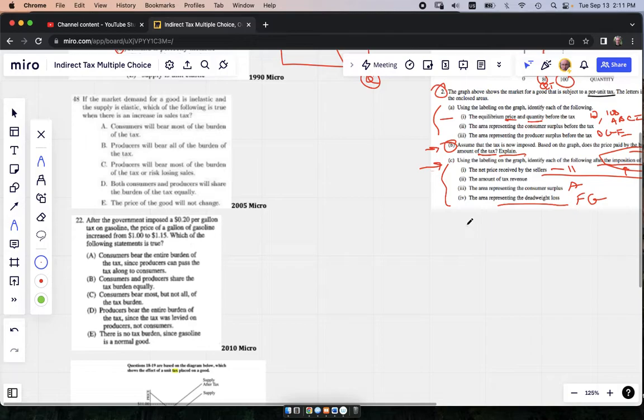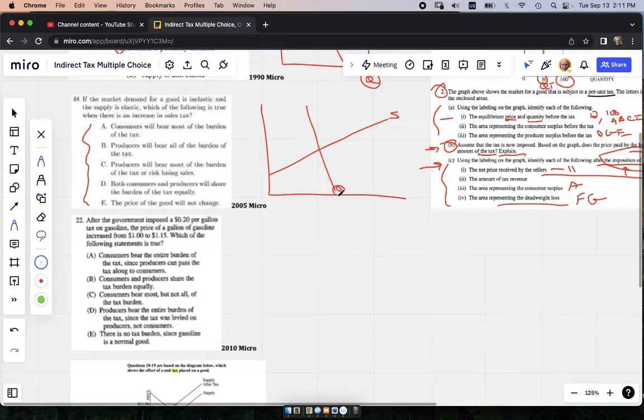All right, if the market demand for a good is inelastic, now we have to read these carefully, the market demand is inelastic and the supply is elastic. I like it. Which of the following is true when there's an increase in the sales tax? Now, this is what we call tax incidence. It's the idea of who's going to pay this tax. We did it already, but we should be able to recognize how you could figure this out fairly quickly.